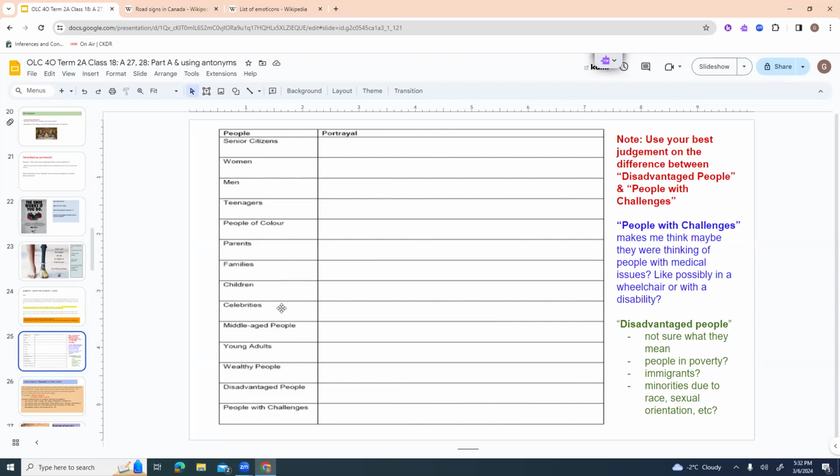Children, celebrities, somebody famous, middle-aged people. In that case, you're talking about people my age, people your mom's age, that kind of thing. Young adults. That's a tricky one. It could mean older teenagers, or it could mean people in the 18 to 25-year-old range. I'm not planning to be really strict as long as they look young-ish and not older. That's fine. Wealthy people. And now the last two categories I found a little bit confusing because I'm sure the person that wrote this knew what they meant, but I found myself confused. Disadvantaged people and people with challenges.